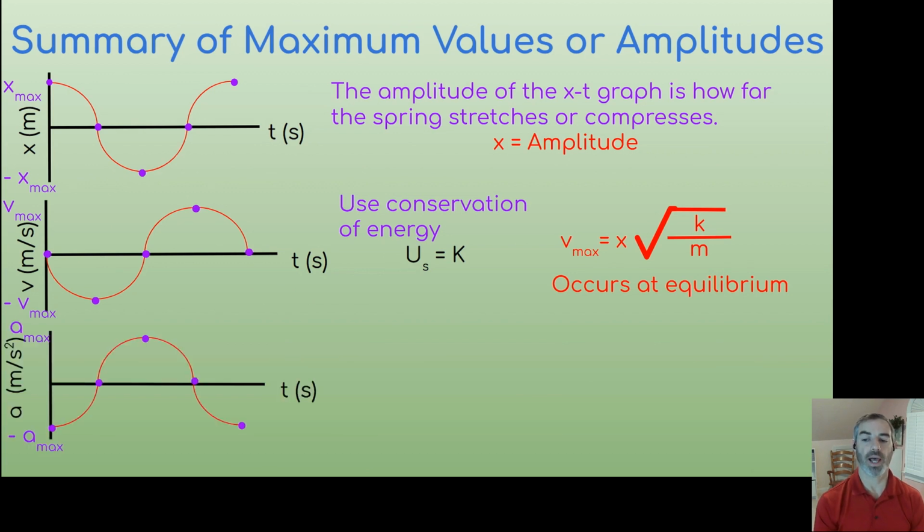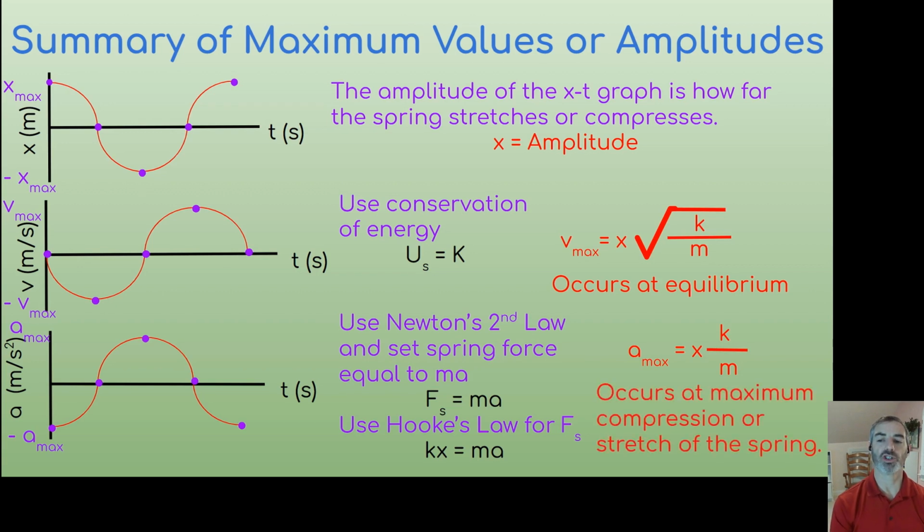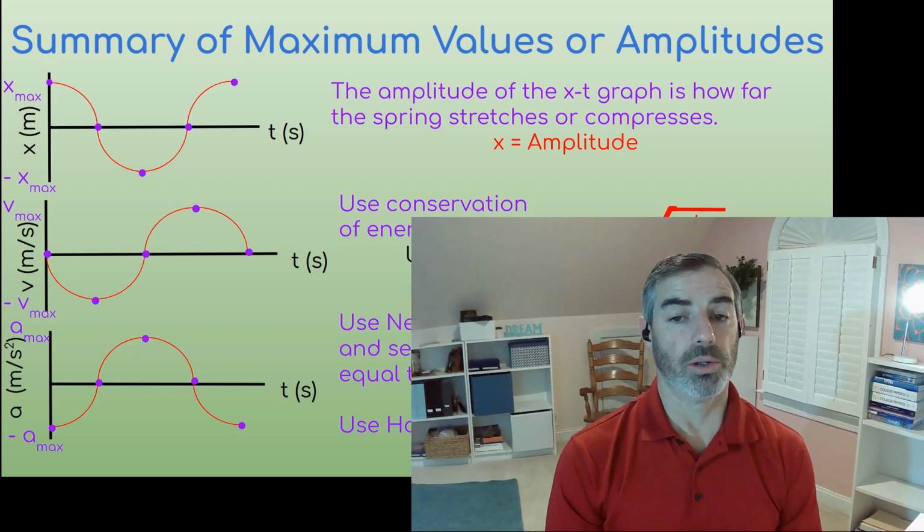Now for the acceleration time graph, we're going to use Newton's second law, set up the spring force to equal mass times acceleration, use Hooke's law for the spring force, kx, and then we derive our equation for our maximum acceleration, equaling x times k divided by m. And remember, this occurs when the spring is stretched or compressed the most. So this is an introduction to spring oscillators, simple harmonic motion.